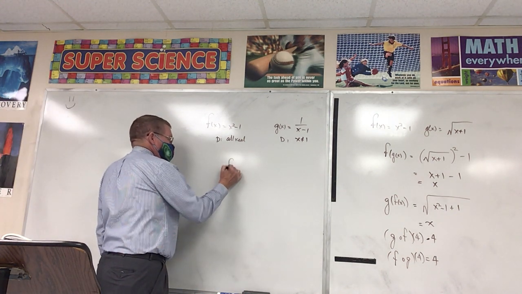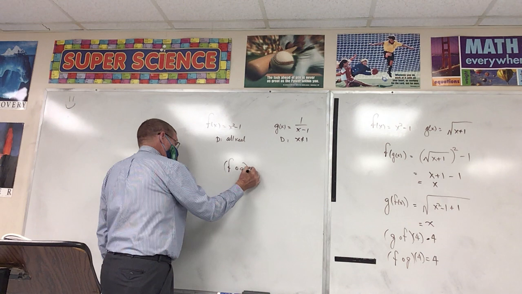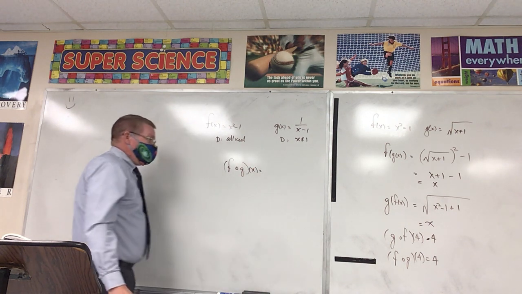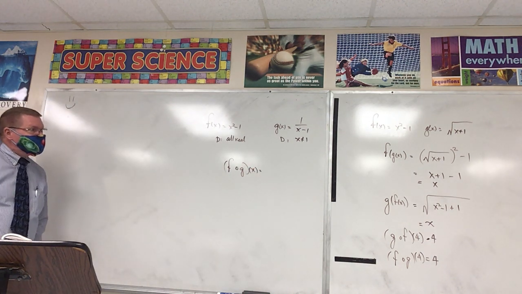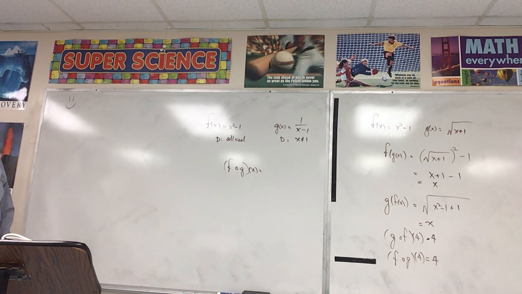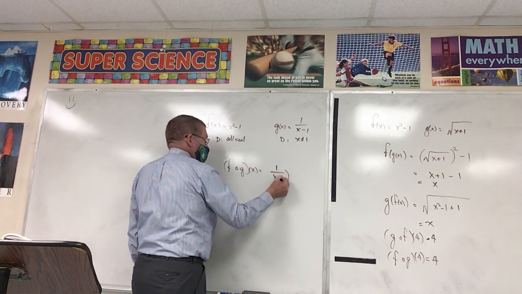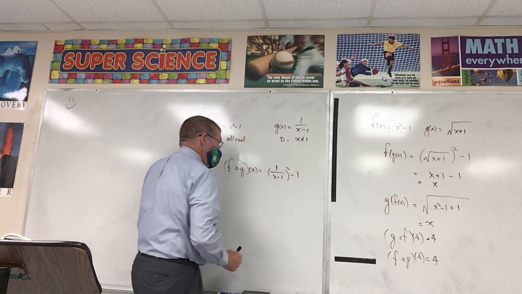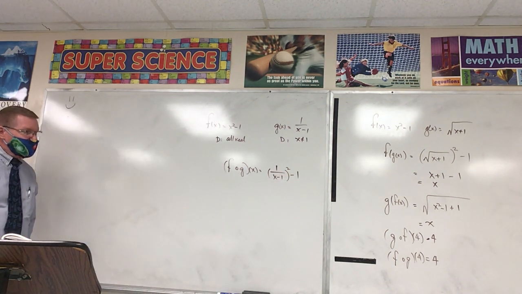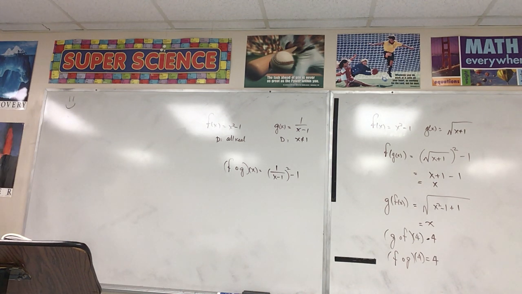All right, so f circle g of x. What am I going to do? Put the g in for the f. Always the second one into the first. All right, that's good enough, that's as far as we need to go right now.